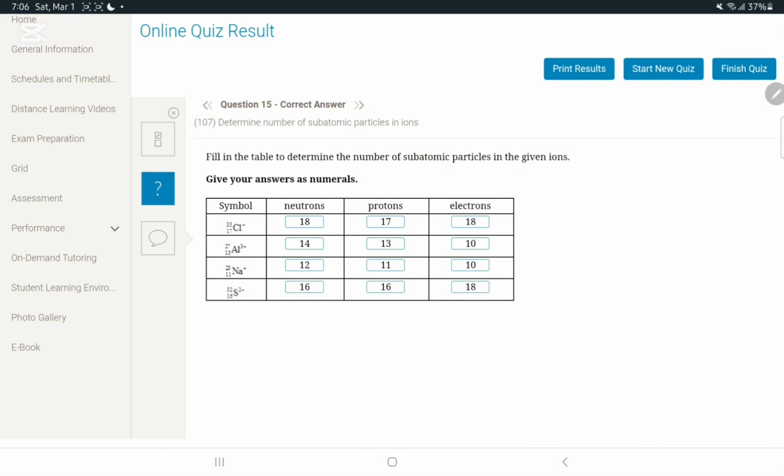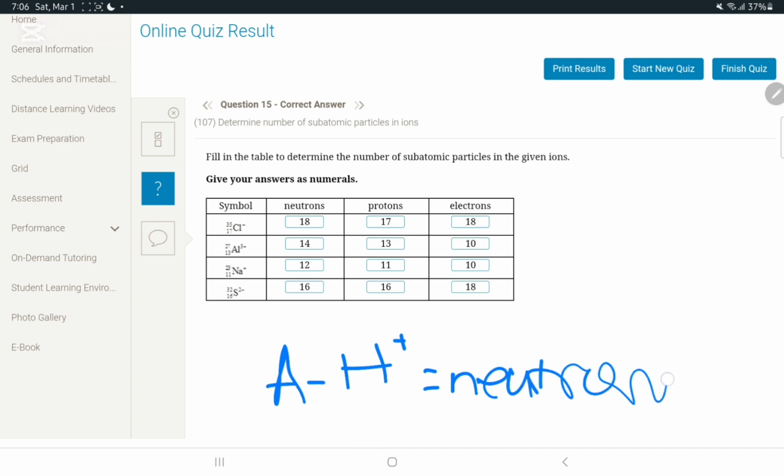Okay. Here we have neutrons, protons, electrons. Neutrons, what did we say? It's the nucleons, or the mass number, minus the protons. Okay? It's equal to the neutrons. So what's the mass number? It's 35. Minus the protons, which is 17, you will get 18. Protons is just the atomic number, which is down, which is 17.